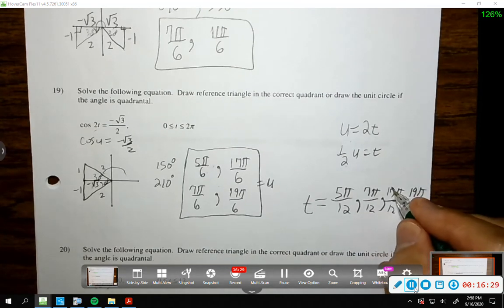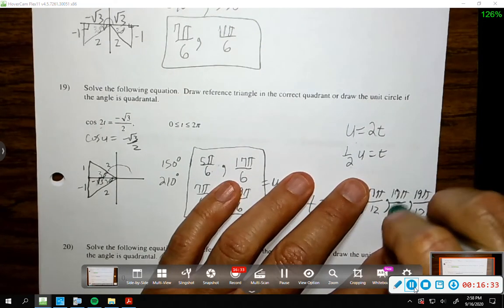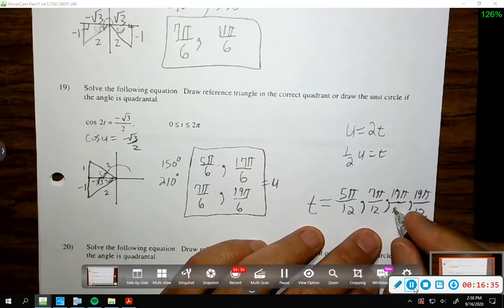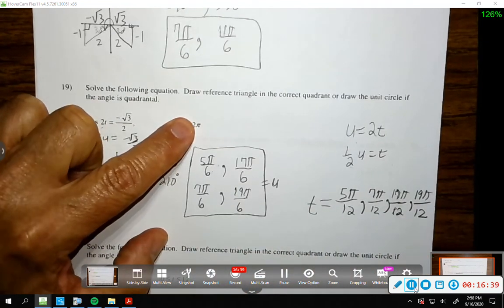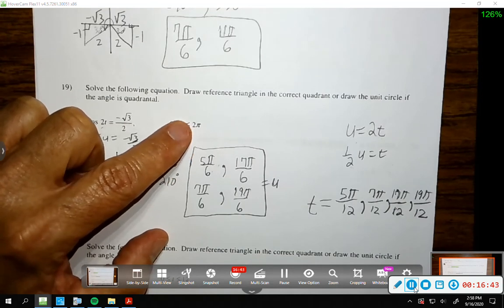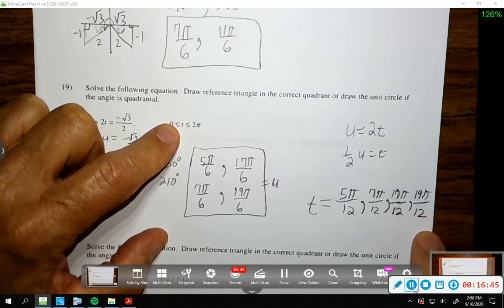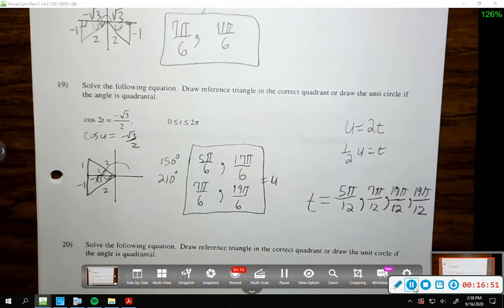Okay? Notice, are all of my answers between 0 and 2 pi? Well, 2 pi is the same as 24 pi over 12. 24 divided by 2 is 12, so 24 pi over 12 is 2 pi. Yeah, 19 pi over 12 is less than 24 pi over 12. It works. But if I did another revolution, it would be too big.